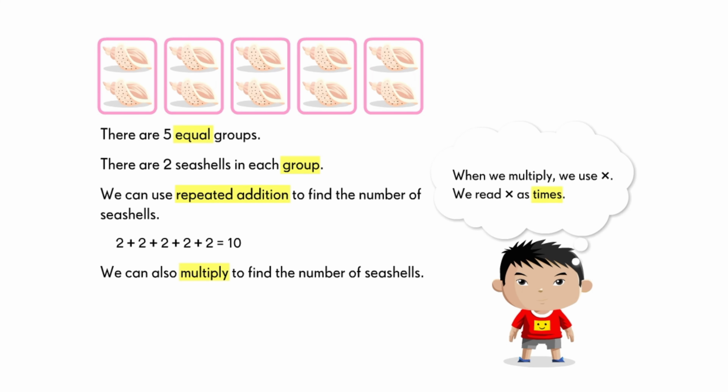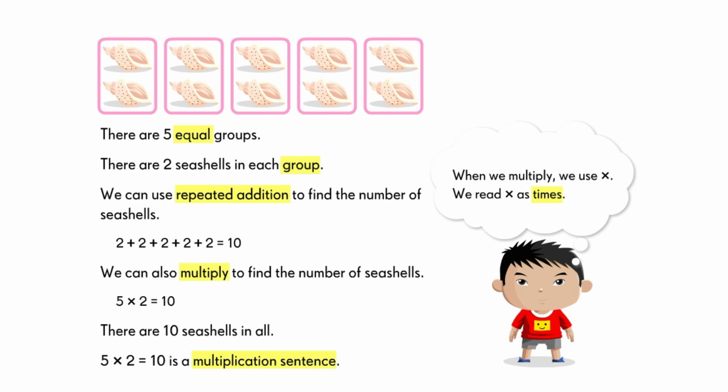When we multiply, we use this symbol. We read it as times. 5 groups times 2 is equal to 10. There are 10 seashells in all. 5 times 2 is equal to 10 is a multiplication sentence.